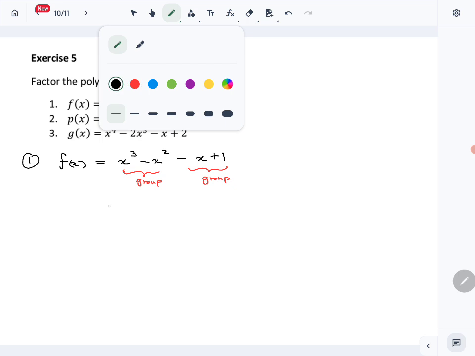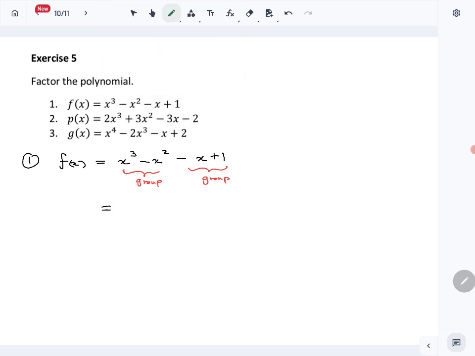Then notice that from the first two terms, what can I take out? Common part x squared. Then what is left? x minus 1. Then from the second two, take a minus 1 out. Then again you get x minus 1. So this method is called grouping, where you create the same factor using the first two and the second two.